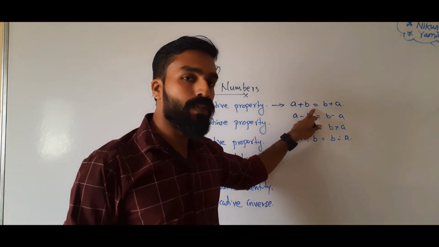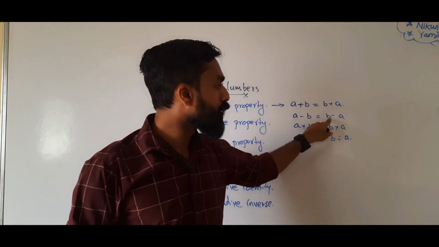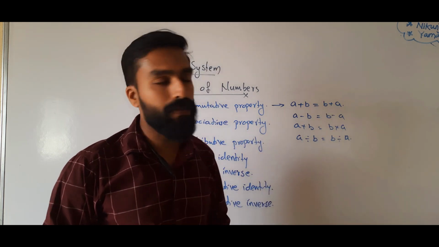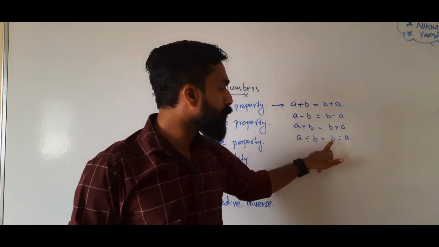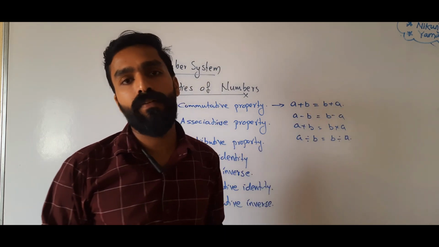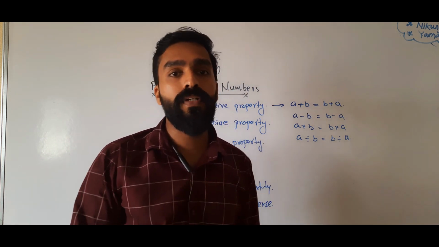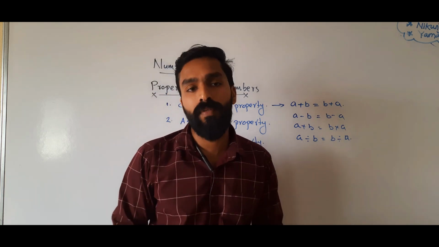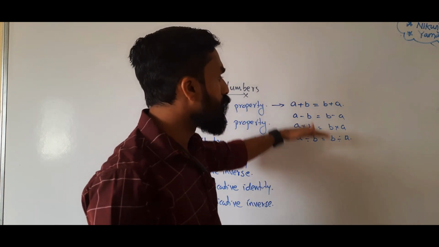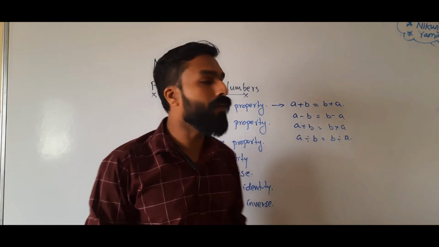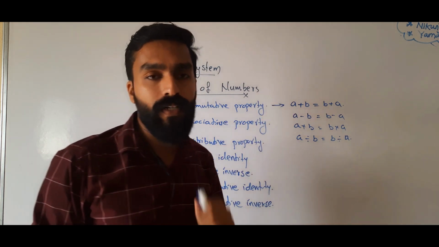But this is the representation, the equation for the commutative property. A and B are any two numbers. A plus B is equal to B plus A, we can say addition is satisfied. A minus B is equal to B minus A, subtraction also. A into B is equal to B into A, multiplication also. A divided by B is equal to B divided by A, then division also. If any of these is not satisfied, we can say the commutative property is not satisfied in the case of multiplication, subtraction or division. So this is the general form of the commutative property in addition, subtraction, multiplication and division.